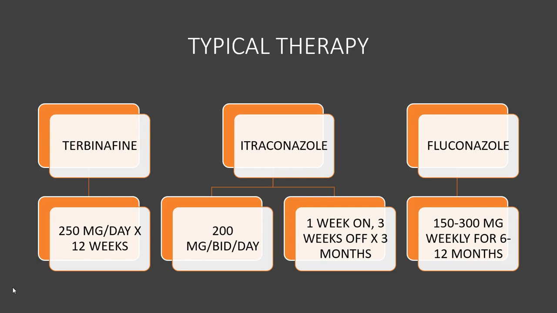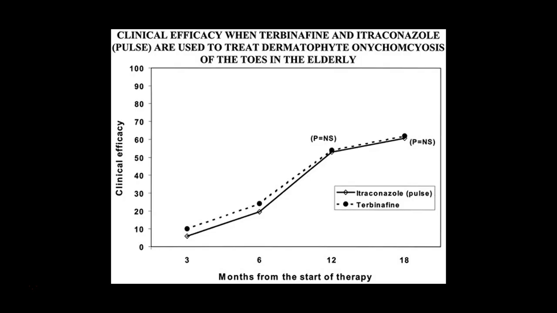With itraconazole, pulse dosing is typically 200 milligrams a day, dosed BID, 1 week on and 3 weeks off. So typically itraconazole is pulse dosed for 3 months. When fluconazole is utilized, the dosage is recommended at 100 to 300 milligrams weekly for between 6 and 12 months.